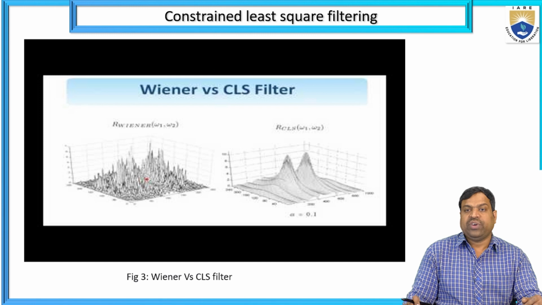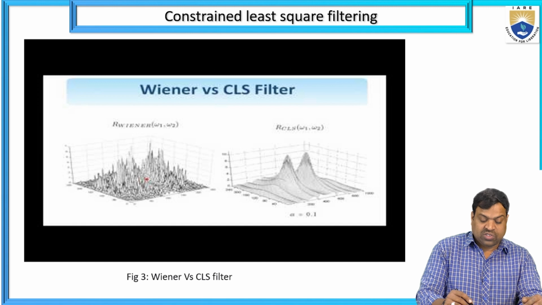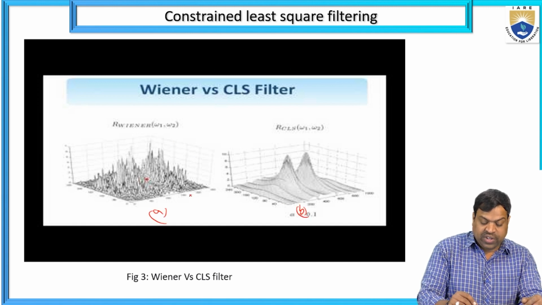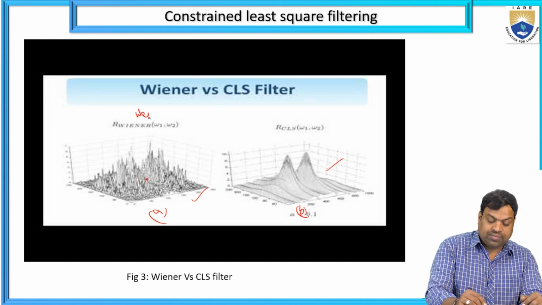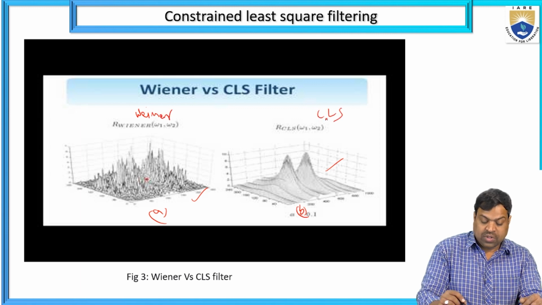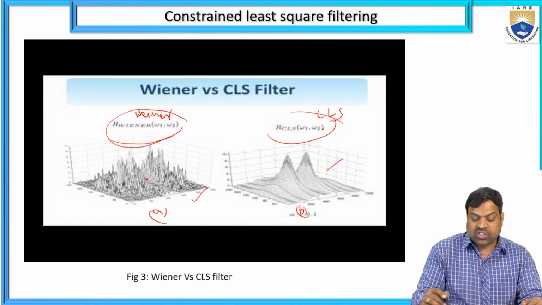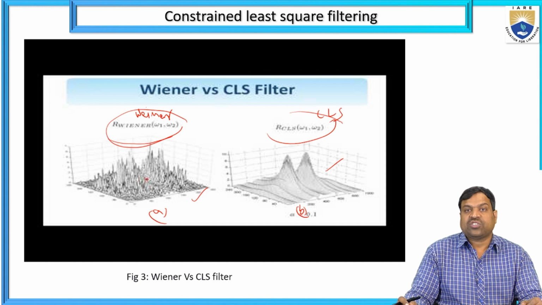It is another example comparing Wiener versus constrained least square filtering. So here figure A and figure B are there. Figure A is the Wiener filter, and figure B is the constrained least square filtering. It is the equation of Wiener and the equation of CLS, constrained least square filtering. Here R_W of x equals omega 1 minus omega 2. Here R_CL is equal to omega 1 minus omega 2.